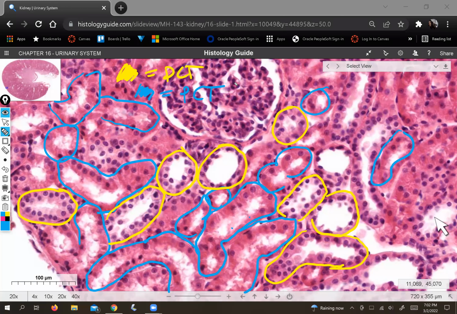And then finally, remember that the DCTs all plug into collecting ducts. So multiple collecting ducts, or excuse me, multiple distal convoluted tubules are going to empty into the same collecting duct, and that collecting duct is going to take all of the urine from multiple distal convoluted tubules, therefore multiple nephrons, and take that down into the medulla so it can pass out. Oops, I want yellow. So this is also a DCT. And then we're going to add a third color.